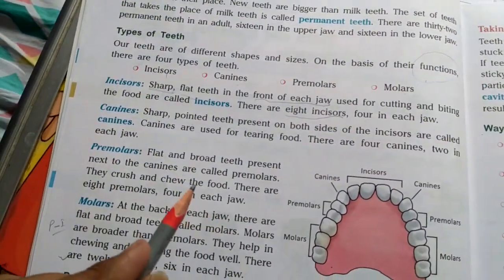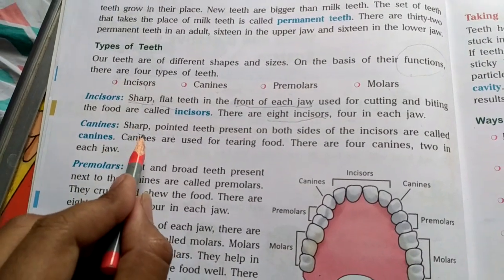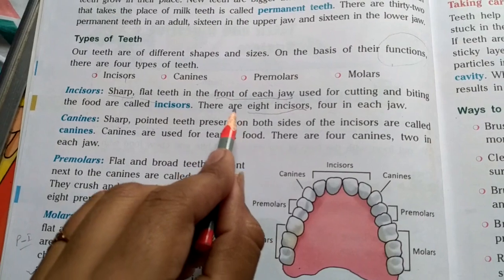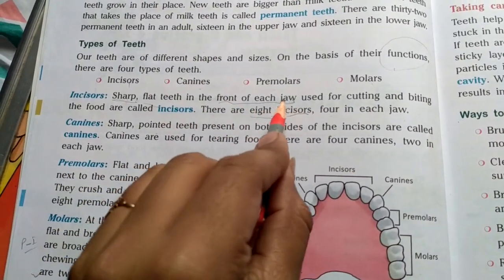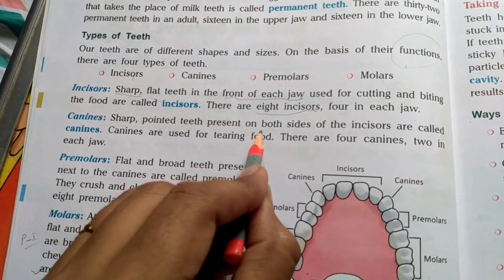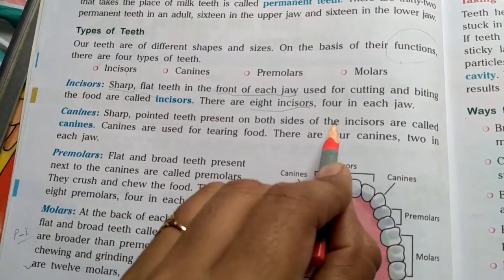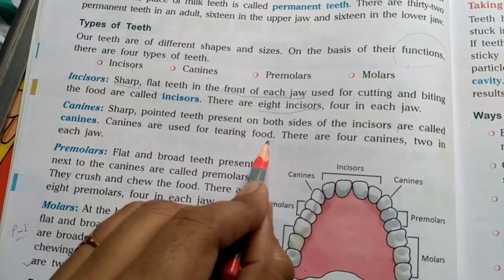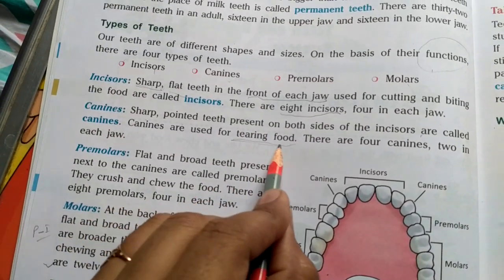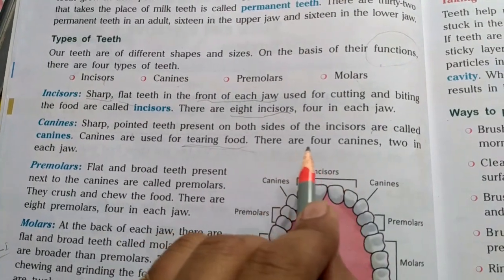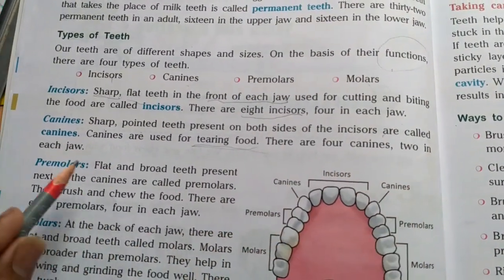So canines are sharp, pointed teeth. Where incisors were present in the very front of each jaw, the canines are present on both sides of the incisors, and they are used for tearing food. And how many canines are present in total? There are 4 canines, 2 in each jaw.